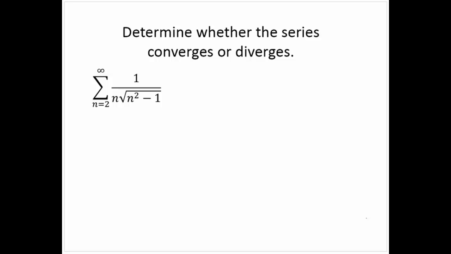This was a little bit tougher. It's not as clear what we should compare to. But what if I just kind of got rid of the 1 here? I'm going to limit compare to sigma n equals 2 to infinity of 1 over n times the square root of n squared. And since n is positive, the square root of n squared will be n, and so that's 1 over n squared, which again, we know converges.